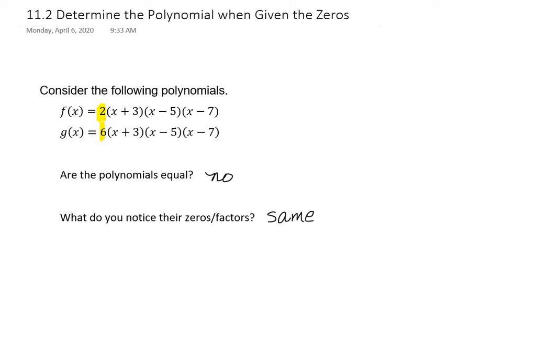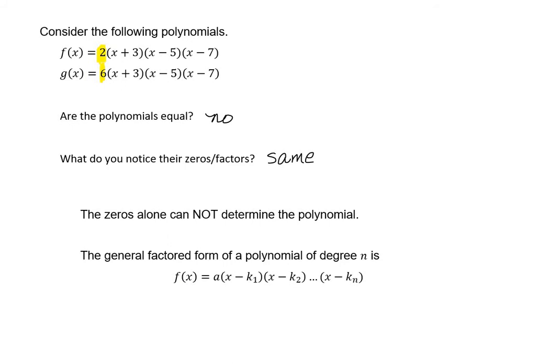So what I want you to understand by looking at this is that just because two polynomials have the same zeros doesn't mean that they are necessarily the same polynomial because of this constant up here. Okay, so zeros alone cannot determine a polynomial, and here is my general factored form of a polynomial of degree n. It basically says we just have a constant up front and then each of our factors.